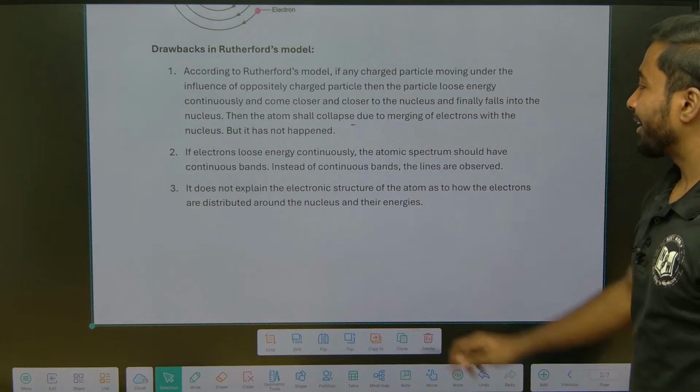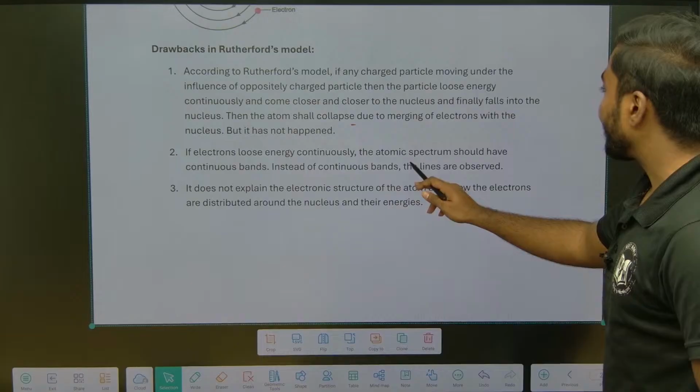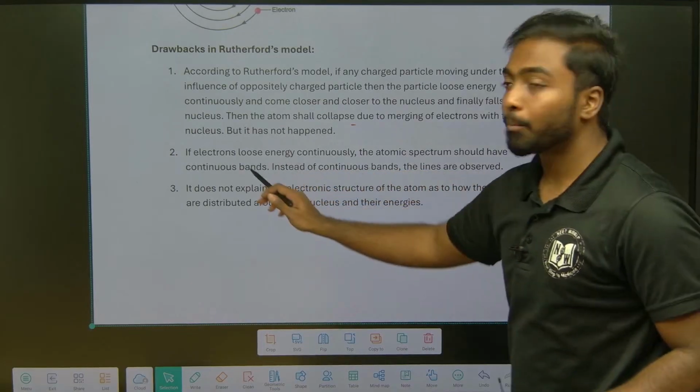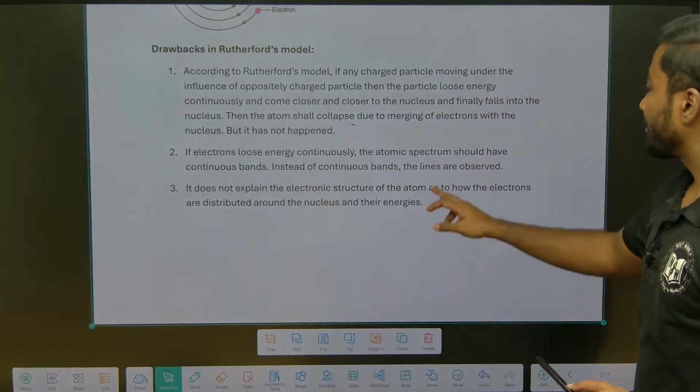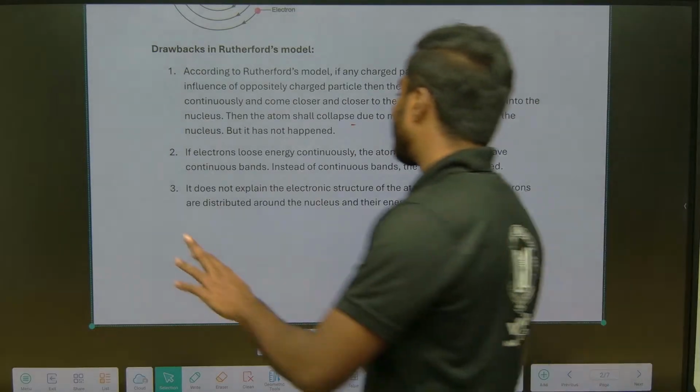If the electron loses energy continuously, the second point, the atomic spectrum should have continuous bands. Instead of continuous bands, lines are observed. This is the second point.